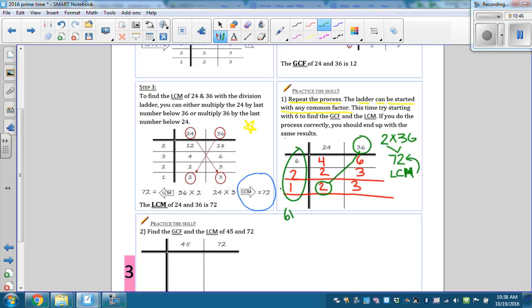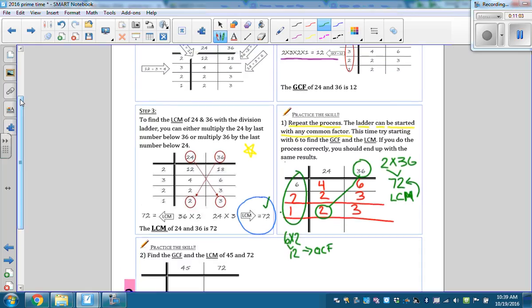Six times 2 is 12. That's the GCF, which is what we found out over here. The LCM is 72, and if you scroll up a little bit, the GCF is 12. So we had some practice your skill problems.